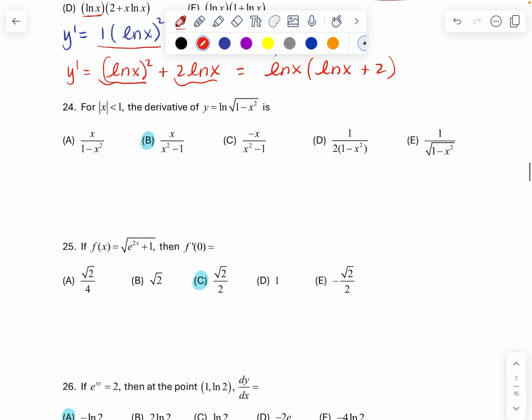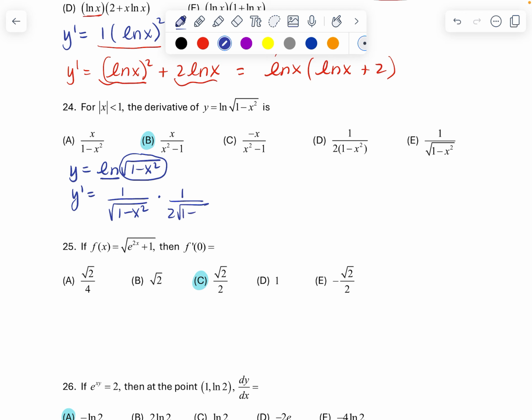Okay, number 24. Find the derivative of ln of the square root of 1 minus x squared. So let's do that. So y equals the ln of the square root of 1 minus x squared. Okay, so this is just chain rule all over the place. So the derivative of the ln of something is 1 over that something, times the derivative of the square root of something, which is 1 over 2 times the square root of that something. And then I still need to move to the inside.